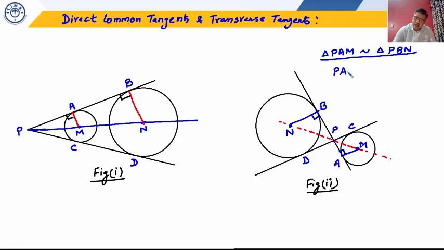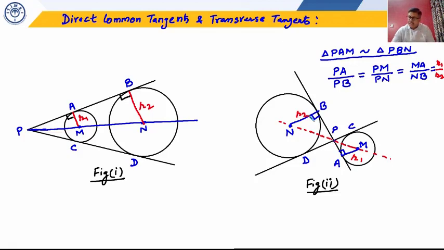PA upon PB is equal to PM upon PN is equal to MA upon NB is equal to R1 upon R2. R1 is the radius of this circle, R2 is the radius of this circle.